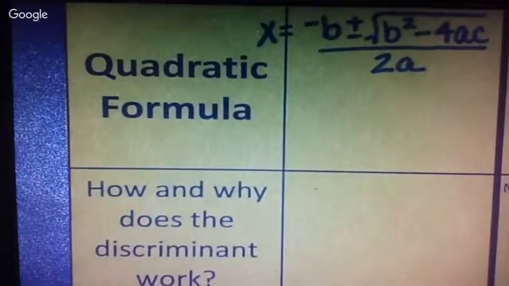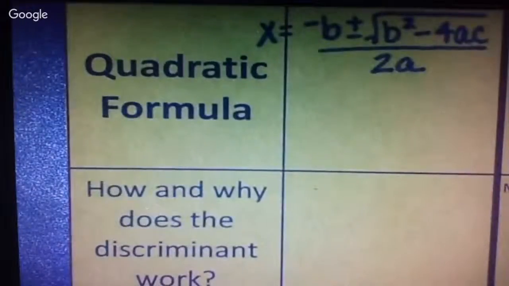Okay, so we will sing this tomorrow. I need you to repeat after me. Negative b plus or minus the square root, b squared minus 4ac, over 2a.